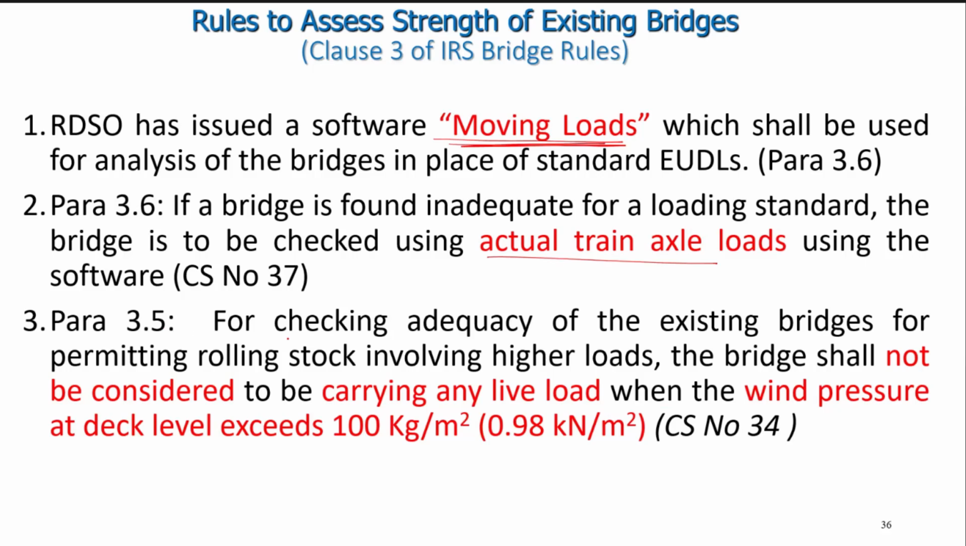Para 3.5 says checking of the adequacy of existing bridges for permitting rolling stock involving higher loads. The bridge shall not be considered for carrying live load when the wind pressure at deck level exceeds 100 kg per square meter, because we will have to stop the train if the wind load increases beyond that.